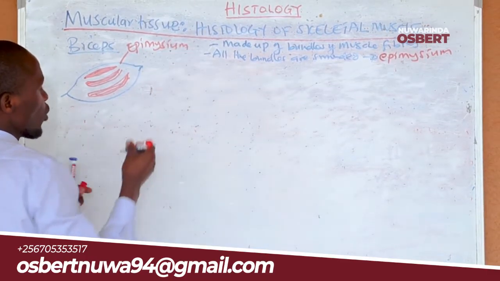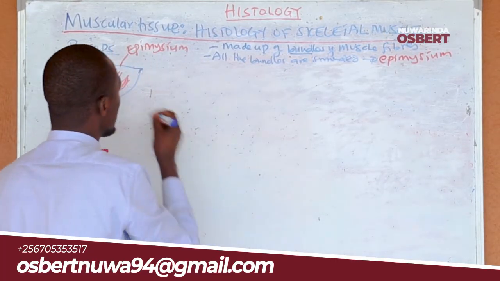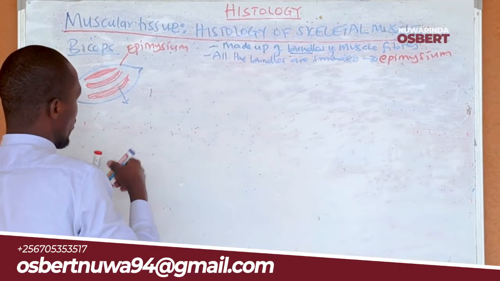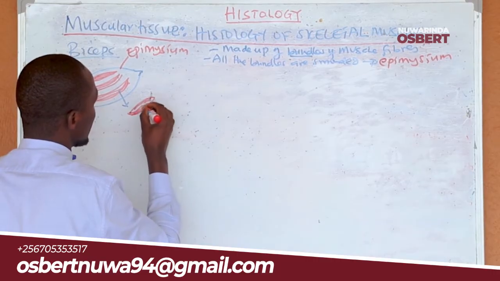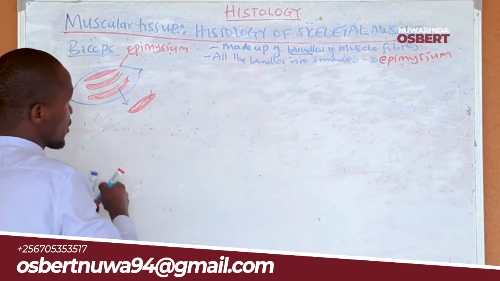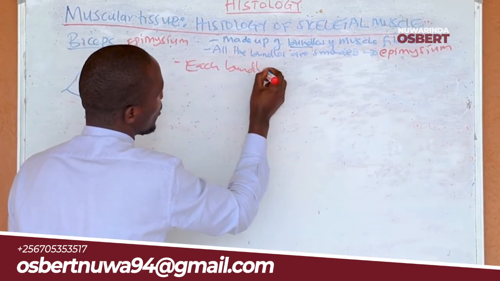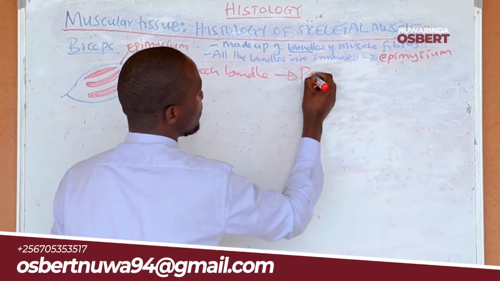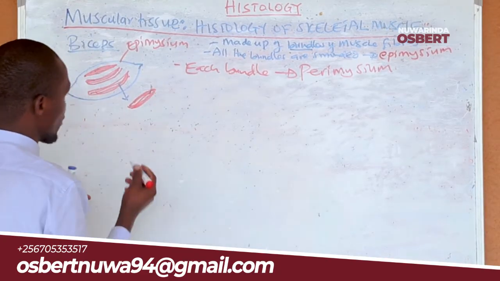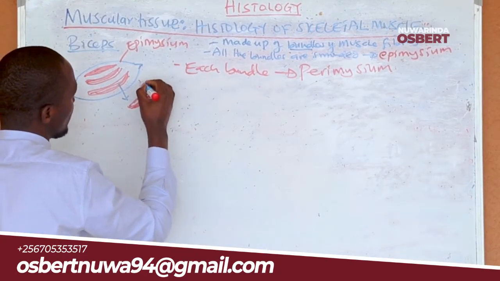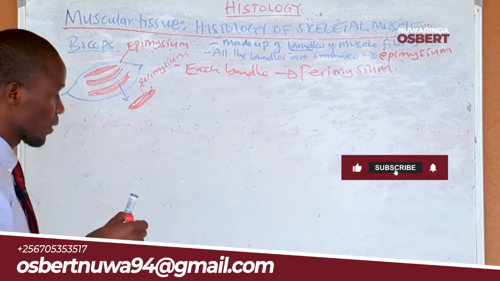Now we are saying if you go and pick out one bundle, if this is now a bundle like that, each of these bundles is surrounded by a membrane which is called perimysium. So when you pick out a bundle of muscle fibers, the membrane which is surrounding it is called perimysium. That is the membrane which is surrounding each bundle.